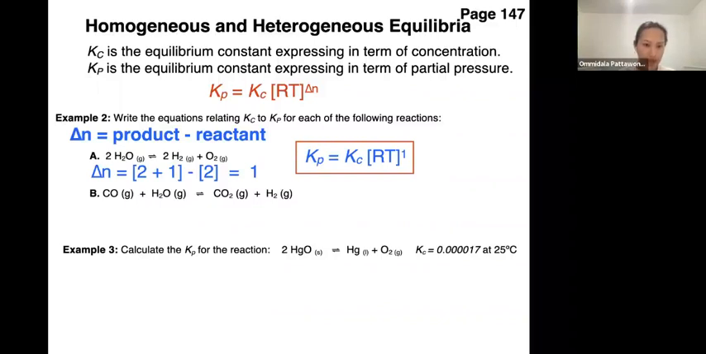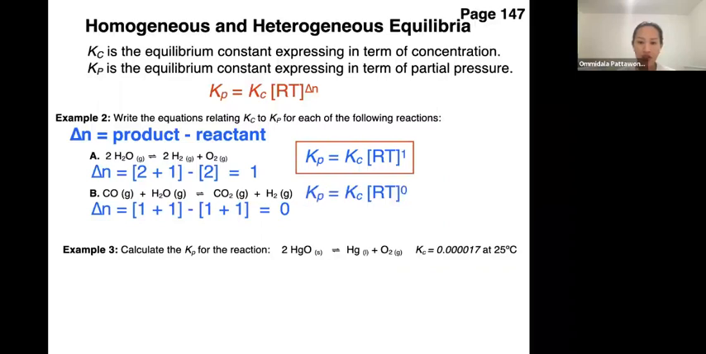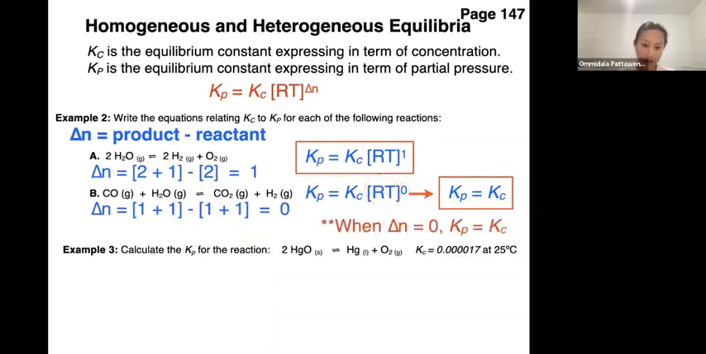Now, if you're looking at B, same thing. You are going to find out delta N. Delta N for this would come from these coefficients, the difference between those. So it's going to be 1 plus 1 minus 1 plus 1, so it's going to equal 0. When delta N equals 0, you are going to see that Kp would equal Kc times RT raised to 0. Remember, anything raised to 0 is equal to 1. So that means when delta N equals 0, you are going to observe that Kp equals Kc.